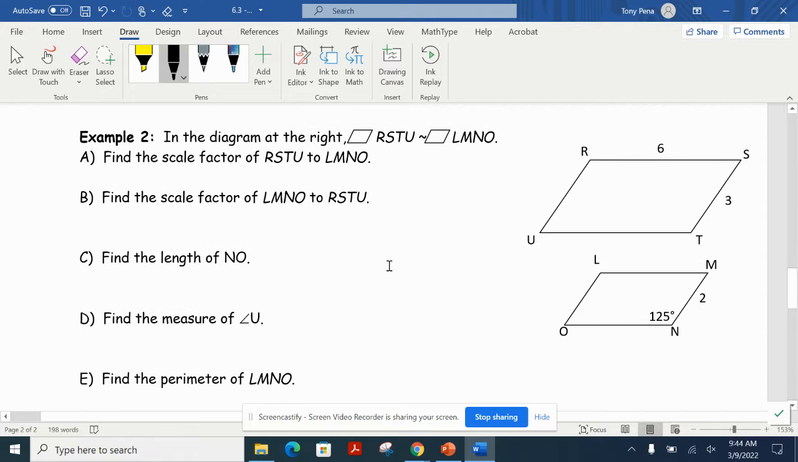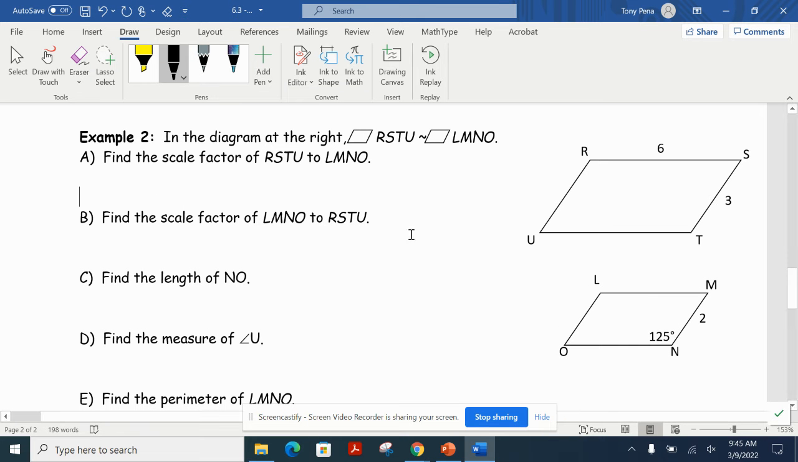Okay, go to the back page. All right, example 2. It says, in the diagram at the right, the parallelogram RSTU is similar to the parallelogram LMNU. All right, so real quick, this is what we quizzed on.